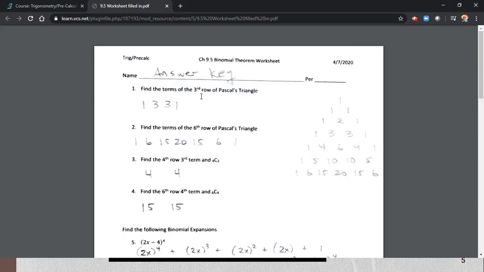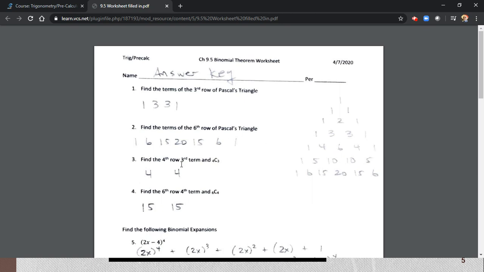So find the terms of the third row of Pascal's triangle. A little light there, but I wrote it down for you. So here's the 0th row, first row, second row, third row: 1, 3, 3, 1. Find the terms of the 6th row. So 0th row, first, second, third, fourth, fifth, sixth: 1, 6, 15, 20, 15, 6, and it looks like the 1 got cut off there.